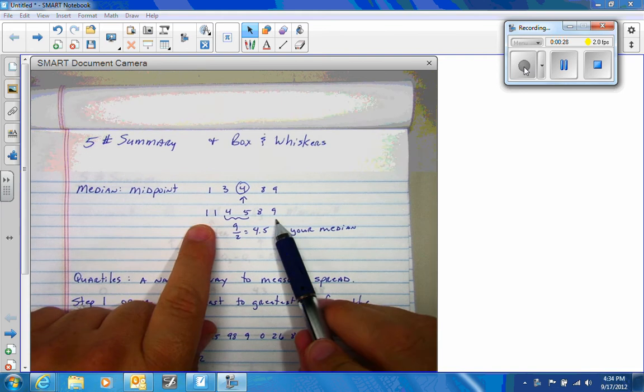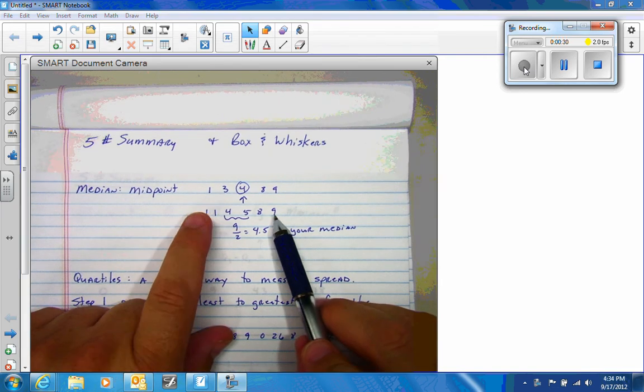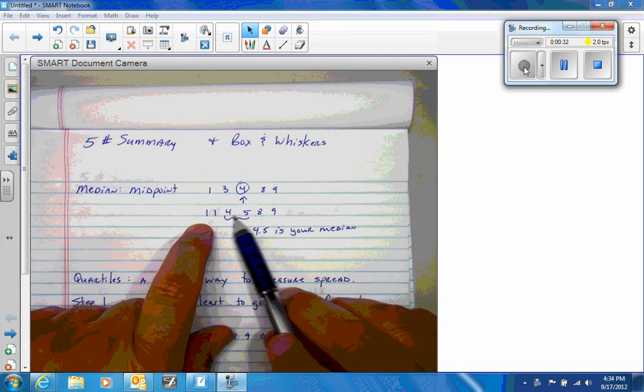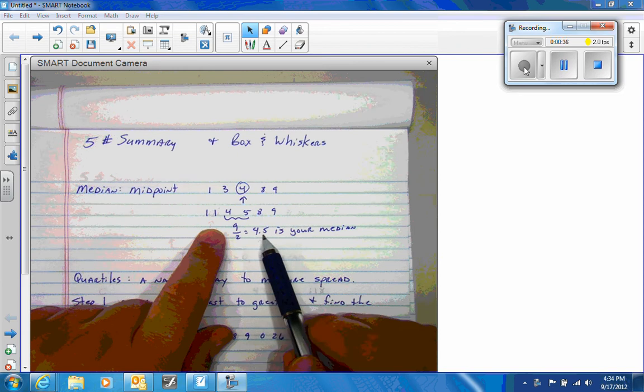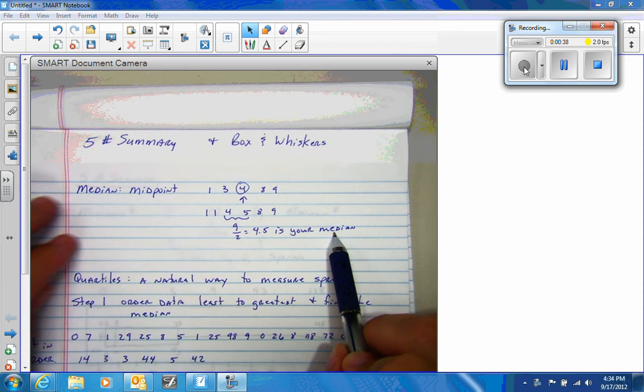If you have an even set of numbers, what you're going to do is find the middle two numbers and add them together. Here, 4 and 5 equal 9, divided by 2, and 4.5 is your median. All right, keep that in mind.